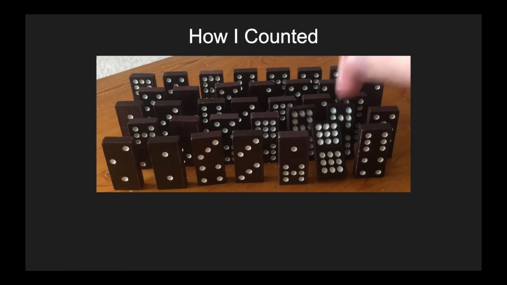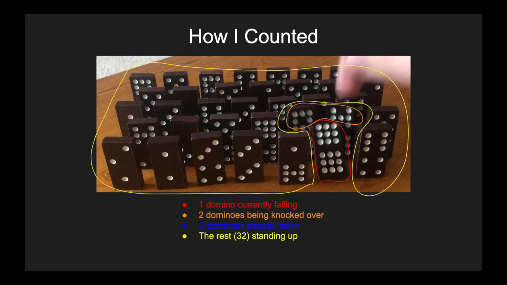Here's how I counted. I said that this domino was falling, these two dominoes were being knocked down, none of the dominoes had already fallen, and the other 32 dominoes were standing up. You probably counted differently and got a different answer.